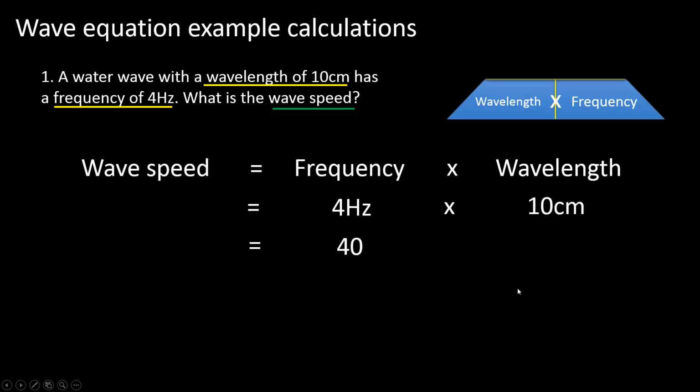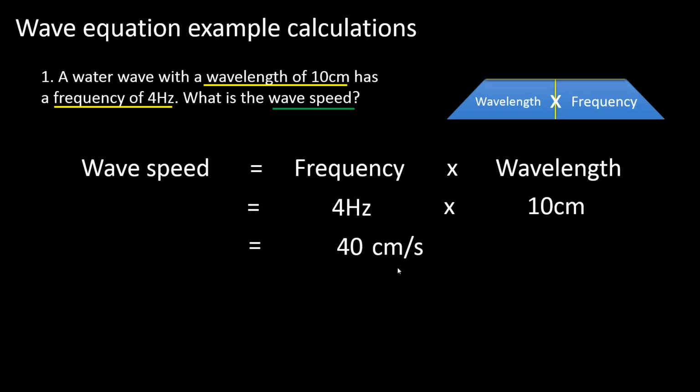Now, here's where we've got to be careful. We've got to remember about unit consistency. We're working out a speed, which means that the unit will be a distance divided by a time. Frequency in Hertz is vibrations per second, so that means the speed will be something per second. The distance we've put in is in centimeters, so that means the length part of the speed will also be centimeters. Therefore, the units for this answer are 40 centimeters per second.